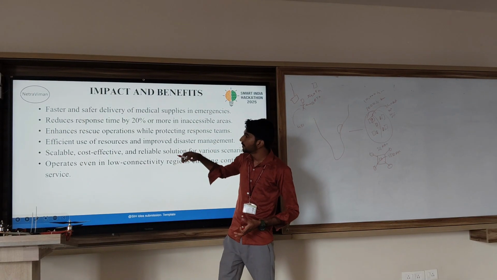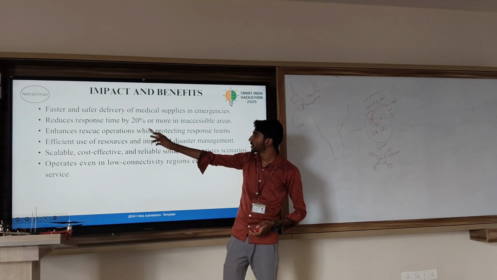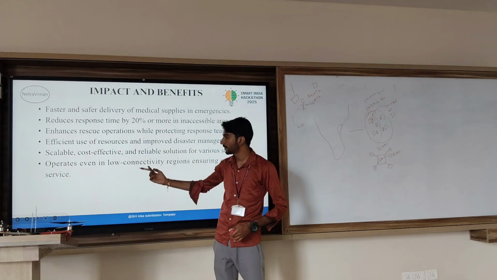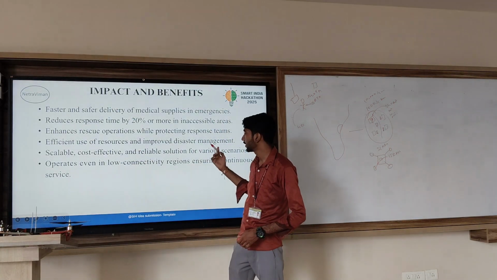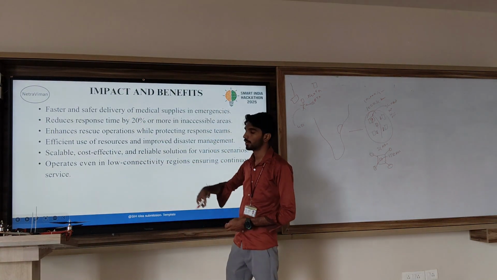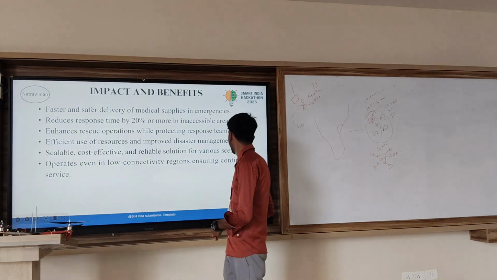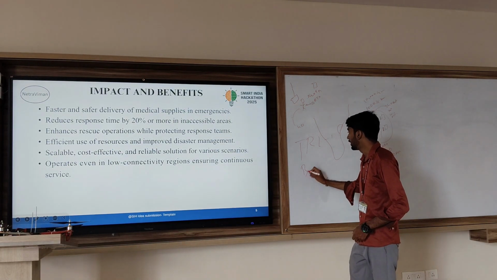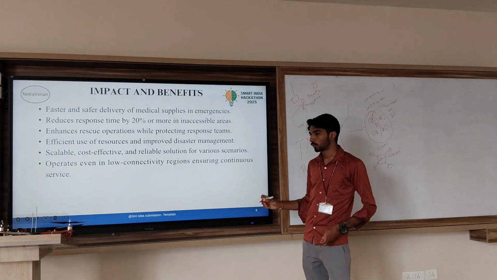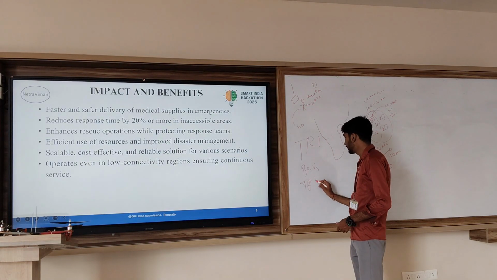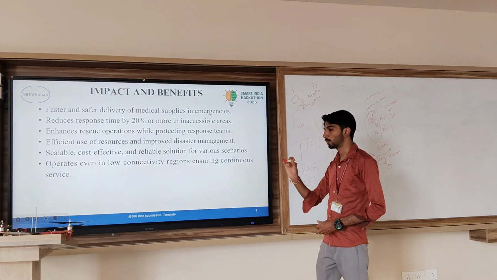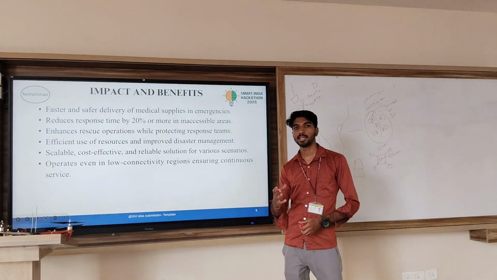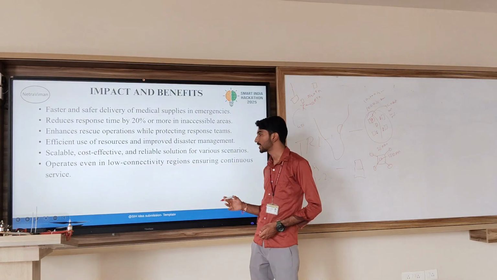So these are the entire benefits: faster, safer delivery, responsive in 20% more remote regions, secure, efficient use of resources, scalable, cost effective, and operates even in low connectivity regions, ensuring continuous services. These are the impacts and benefits which we have observed right now, and this is the situation. It is in the stage of TRL1, that is technology readiness level 1, in which we have seen the basic principles and technologies which could be used. In TRL2, we will be simulating all those toolkits like YOLO and OpenCV on the desktop, and we will be measuring all the efficiency and algorithms which would be required to make this drone autonomous in the upcoming days.